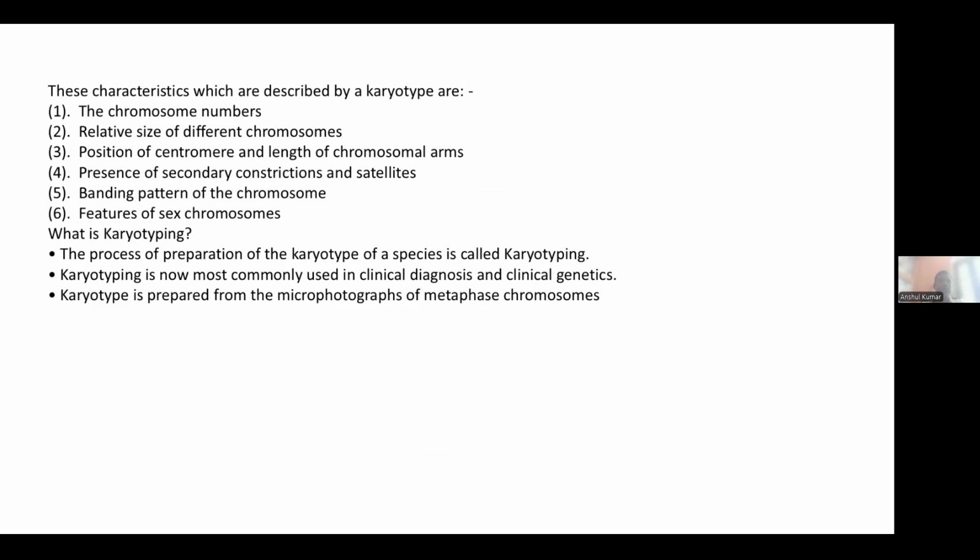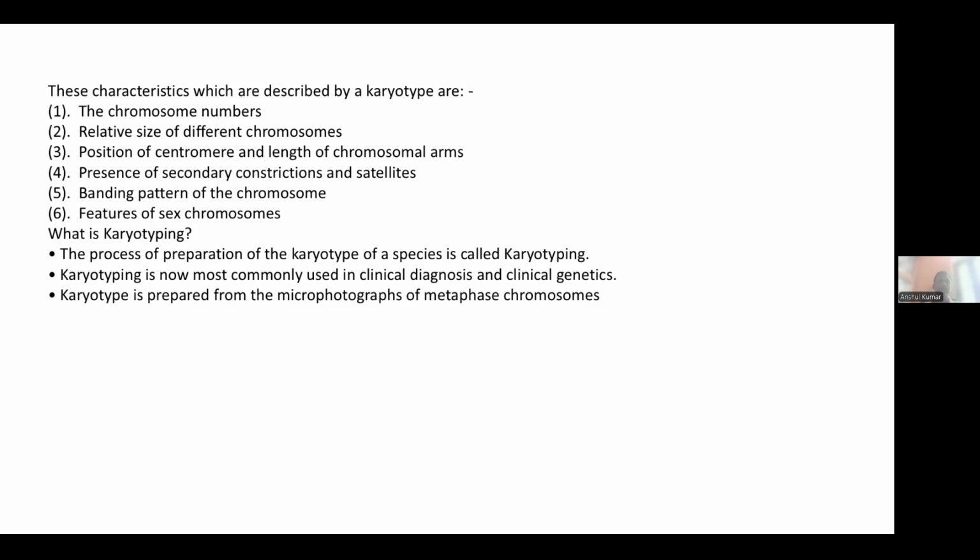Now we see that the central part is the centromere, and one is the short arm, that is the P arm, and another is the long arm, that is the Q arm, which are the two parts of the chromosomes. So here it is easier for us to understand the position of centromere and length of chromosomal arms. Presence of secondary constrictions and satellites, banding pattern of the chromosomes.